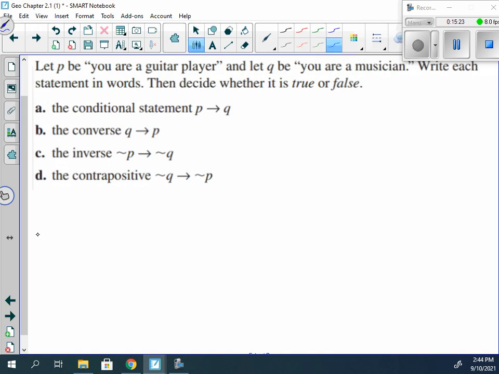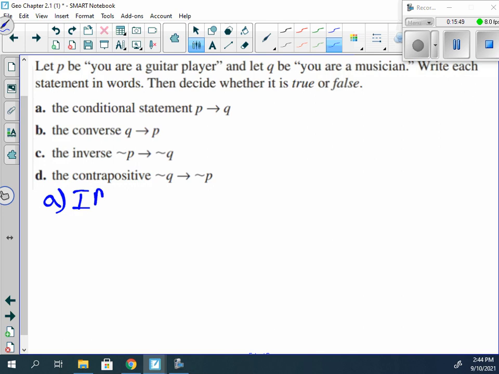So we're going to write these four statements and then classify each as true or false. Let P be you are a guitar player and let Q be you are a musician. Write each statement in words, then decide whether it's true or false. So we're going to write all four out. The conditional statement, P implies Q.